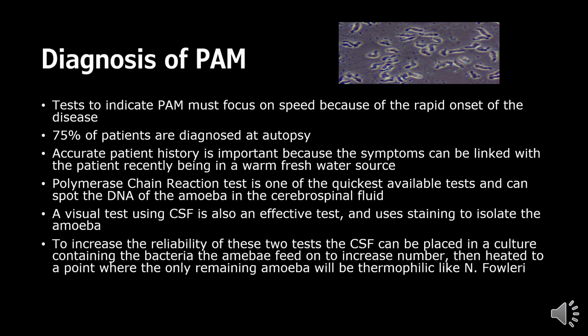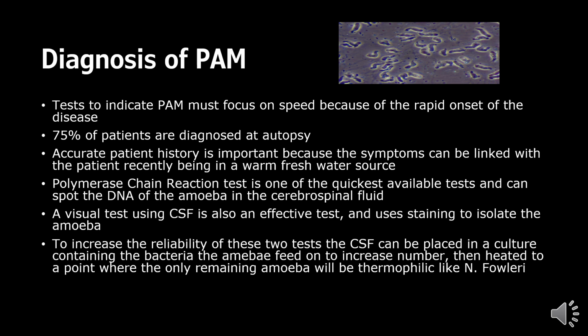Diagnosis of PAM. Tests to indicate PAM must focus on speed because of the rapid onset of the disease. 75% of patients are diagnosed at autopsy. Accurate patient history is important because the symptoms can be linked with the patient recently being in a warm, fresh water source. Polymerase chain reaction test is one of the quickest available tests and can spot the DNA of the amoeba in the cerebrospinal fluid.